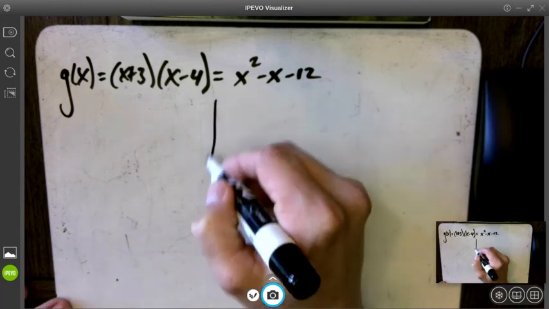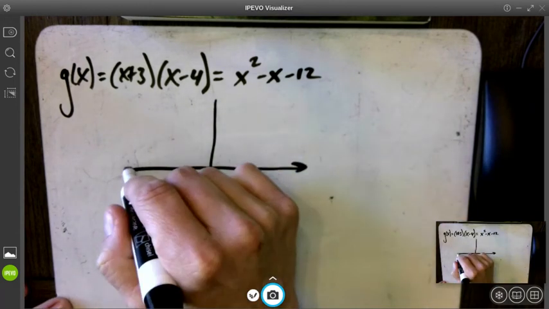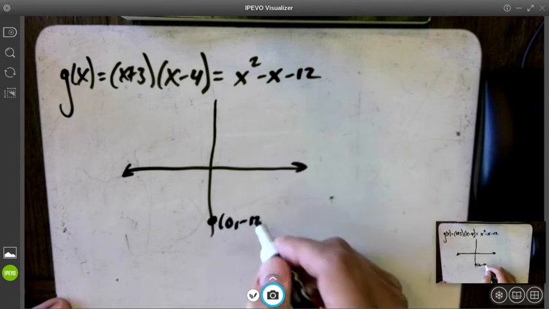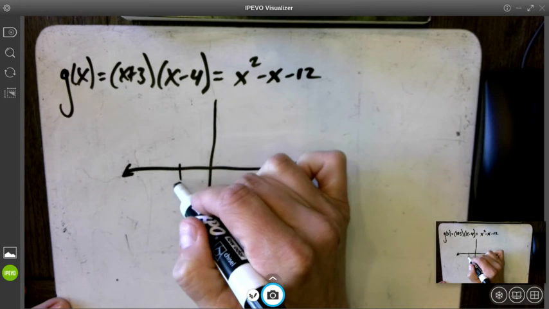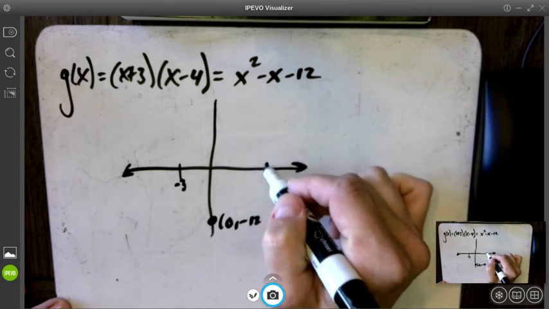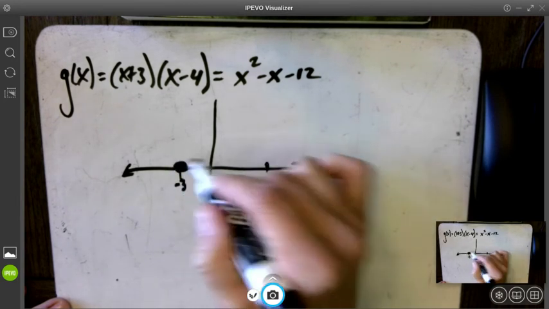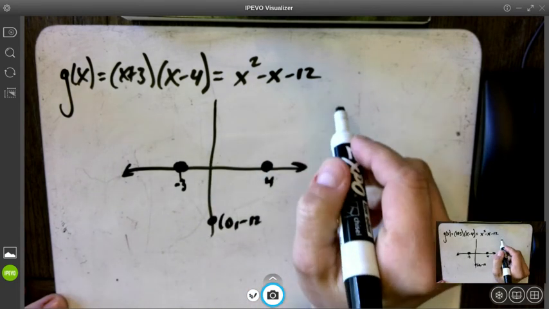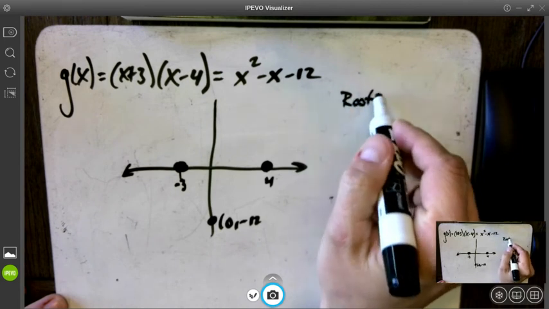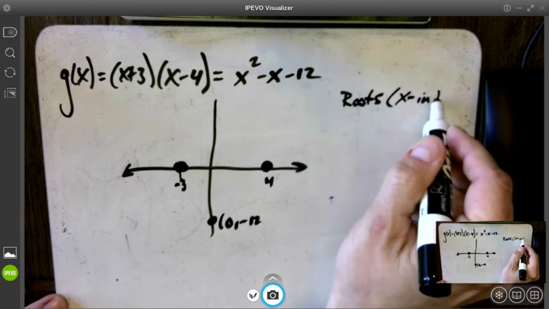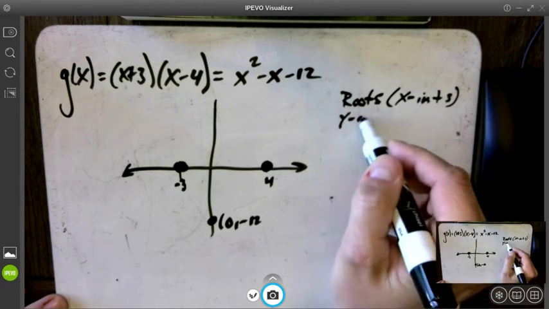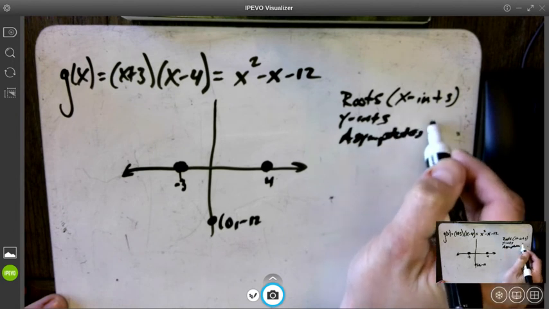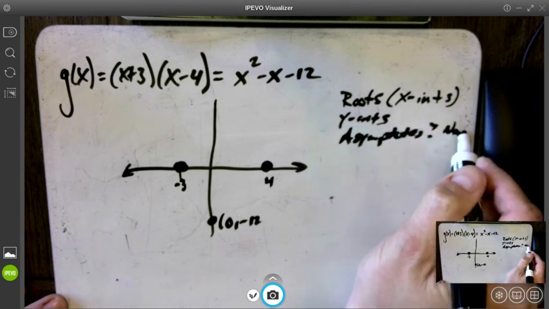So the idea is, what do we do with this thing? And we already have the roots. We have the y-intercept, 0, negative 12, and we have the roots of negative 3 and positive 4. So now, the idea of what do you do with the chart? Why do I need this? Well, what we're talking about for power functions still applies. We want roots, aka x-intercepts. We want y-intercepts, asymptotes, and in this case there are none. All right, which is good.